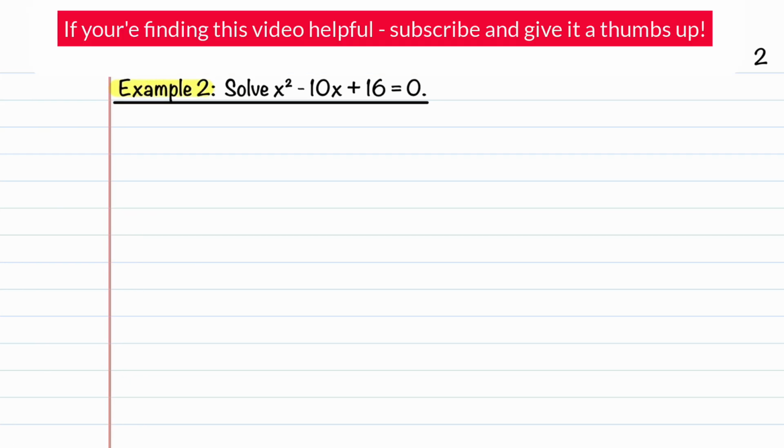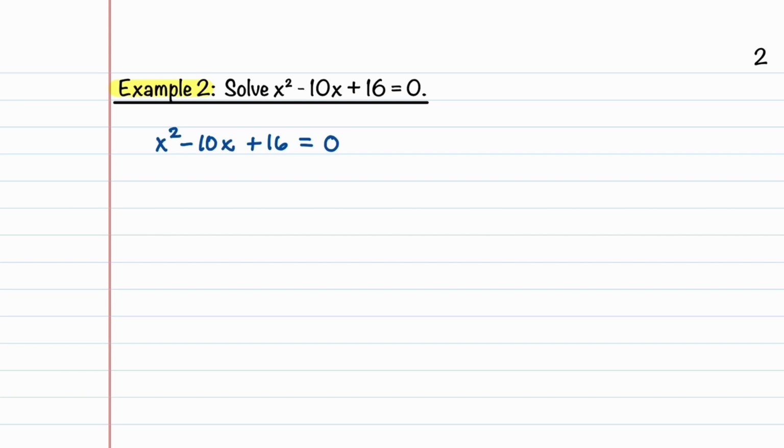We're going to be solving the equation x squared minus 10x plus 16 is equal to 0, and we're asked to solve it by completing the square. Our first step is to move the constant to the right-hand side, so we'll subtract 16 from both sides of our equation. This gives us x squared minus 10x is equal to minus 16.